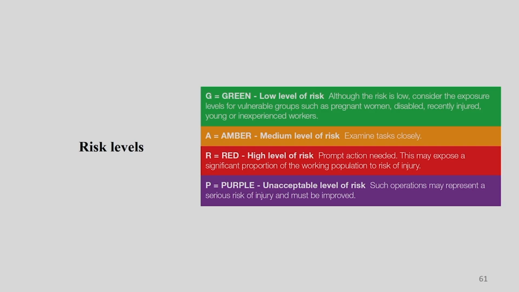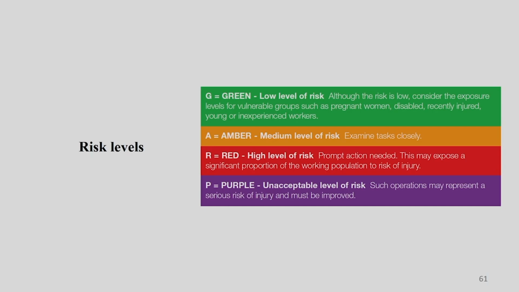The last one is the purple, which is an unacceptable level of risk. Unacceptable level of risk means if you find any such risk in the workplace, you should immediately stop that particular action. Such an operation may represent a serious risk of injury and needs to be improved immediately. There is no question. As soon as you find it, you have to take measures. Okay. So there are 4 colors: green, amber, red, purple.